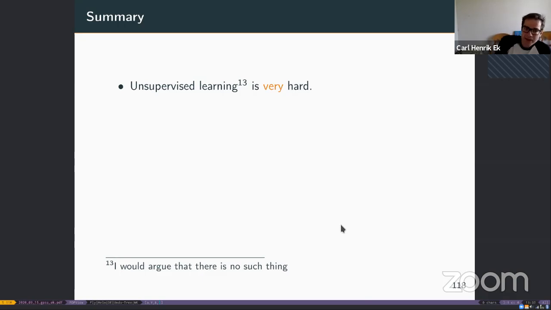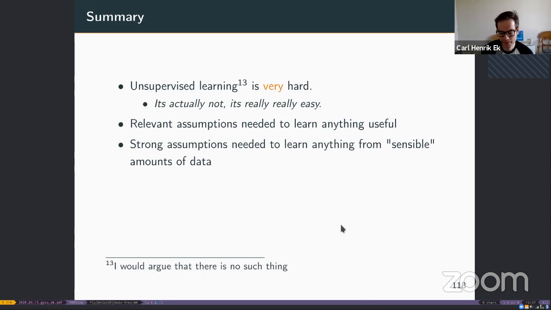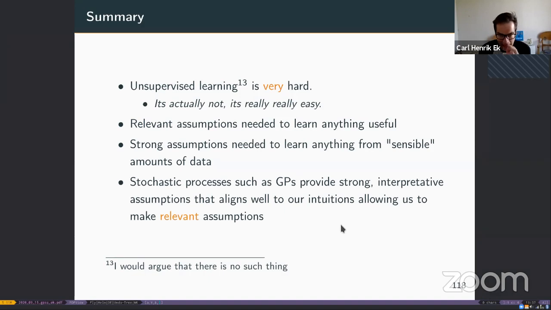What it actually does is that it's more ill-defined, which means that we need even stronger priors to get out what we want. So therefore, we need ways of specifying relevant assumptions to learn something useful. GPs are really, really good at this, because GPs allow us to specify very, very strong assumptions. So basically incredibly narrow distributions over the space of functions, and they're also interpretable.